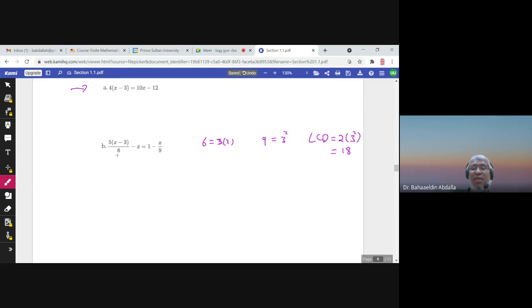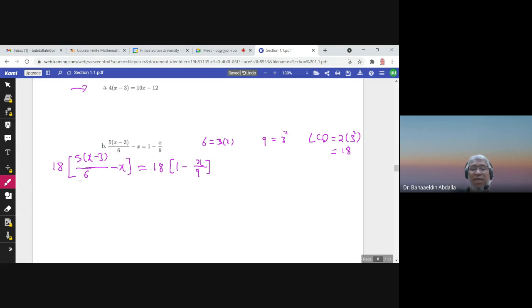If you think to take 6 times 9, 54, it will be more difficult because you will need to simplify more, since you are multiplying by 54 instead of 18. 18 is less than 54, so it would be easier to deal with. So 18 times 5x minus 3 over 6 minus x. Pay attention because I have two terms in the left hand side and two terms in the right hand side. So here you need to do it carefully because you may make mistakes.